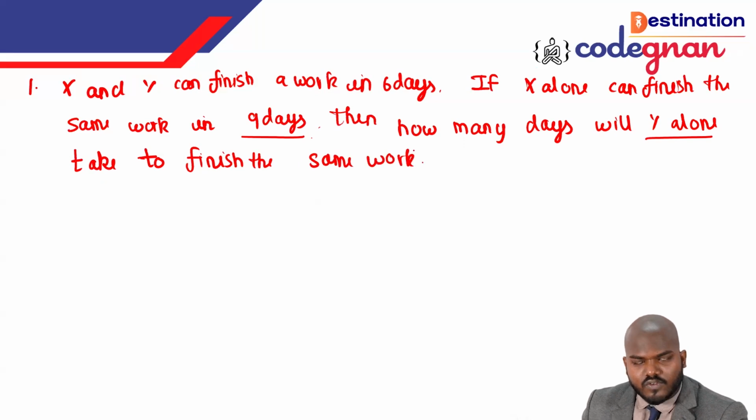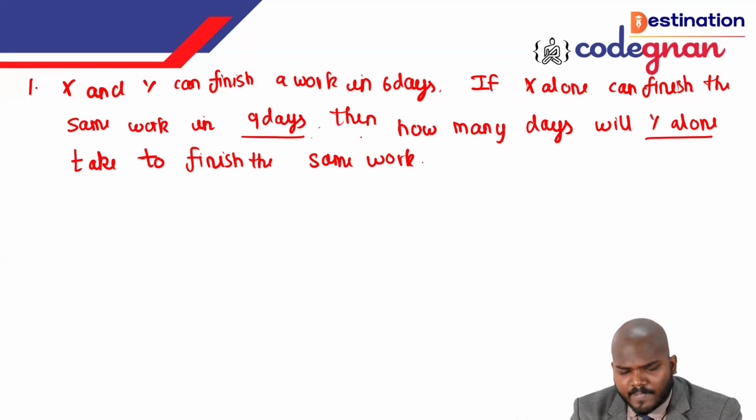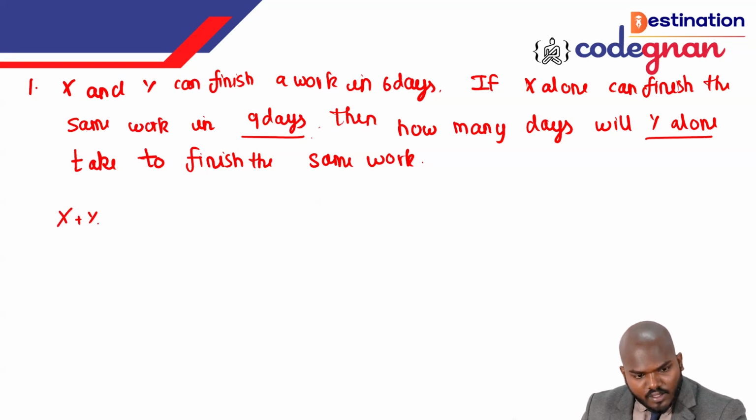So guys, we have solved almost 3 questions already. I hope you know how to solve the question and how to start the process in time and work. Time and work is an unbeatable topic in all the aptitude exams; they are definitely going to ask it. So we'll take this one, guys. X and Y are finishing the work in 6 days. So then you need to consider that X and Y's 1 day work is equal to what?